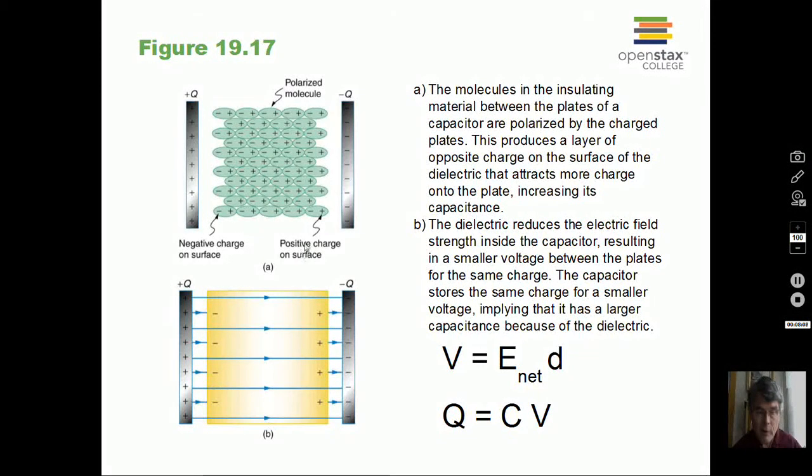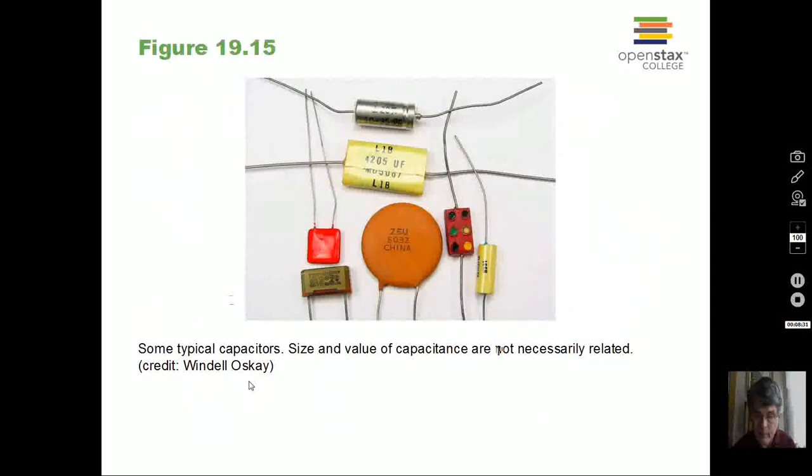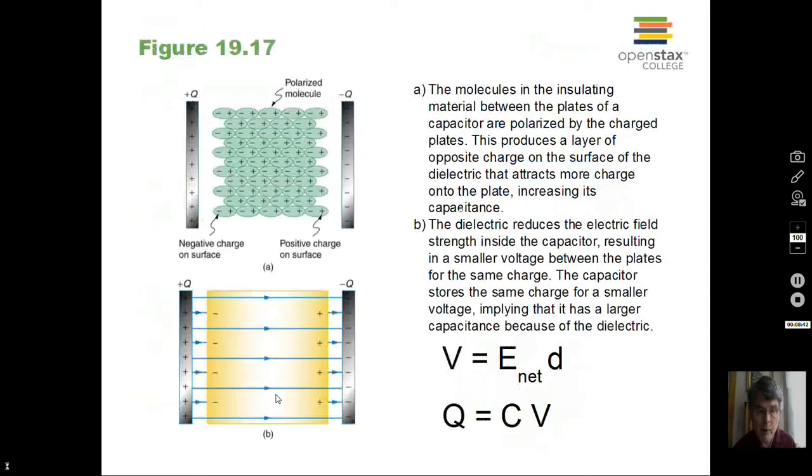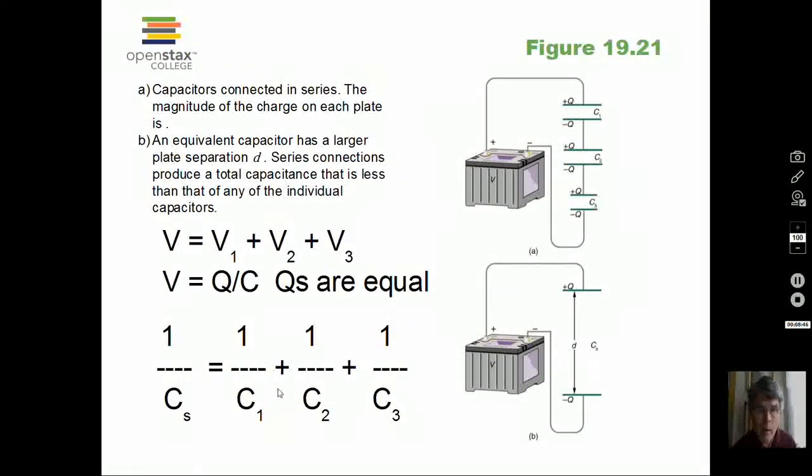Different materials have different dielectric constants depending on how well they somewhat partially neutralize the original electric field. But we have a net electric field that's a little bit smaller. We still have this Q equal CV. So on the calculation with the geometry effect, there's a kappa, dielectric constant factor in here. So kappa times epsilon naught times A divided by D, and you can look up the value of kappa in your textbook. All right, let's move to now combinations of capacitors.